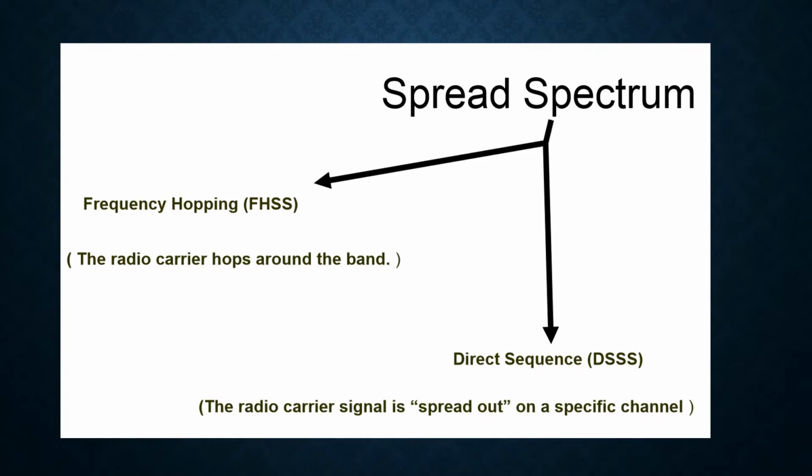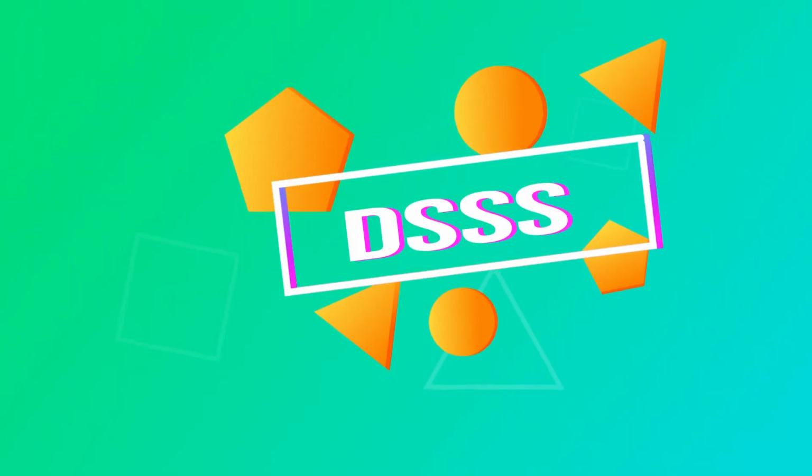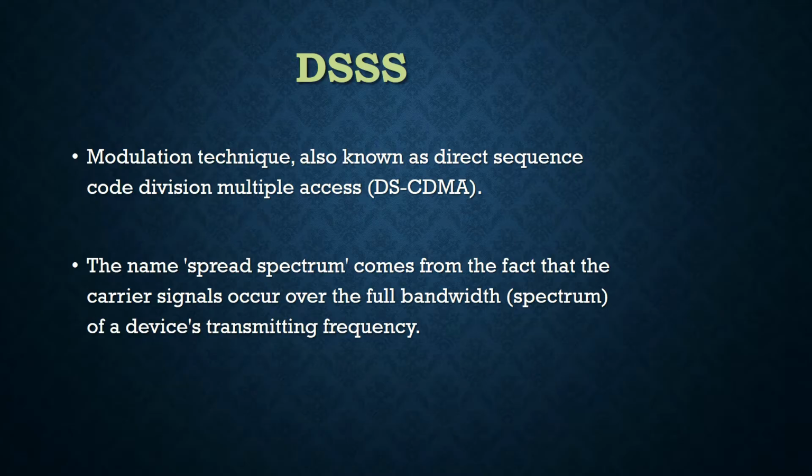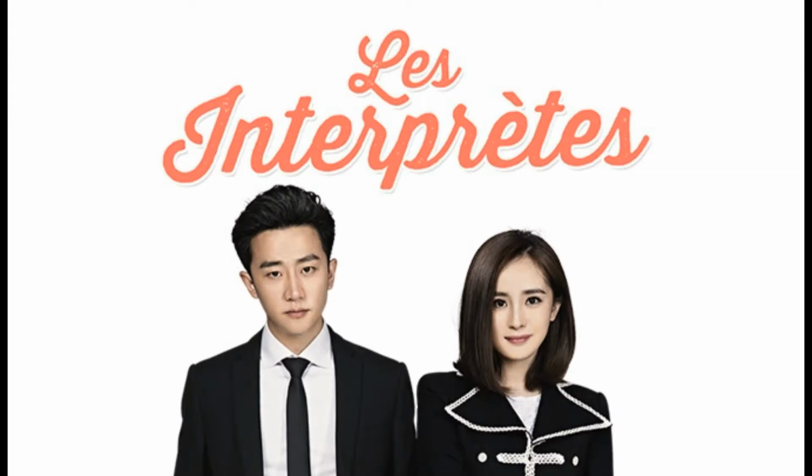There are two main types of spread spectrum. The first one is frequency hopping spread spectrum, FHSS, and the second one is direct sequence spread spectrum. Now we are going to learn DSSS. It is a modulation technique and it is also known as direct sequence code division multiple access. The name spread spectrum comes from the fact that the carrier signals occur over the full bandwidth of a device's transmitting frequency.